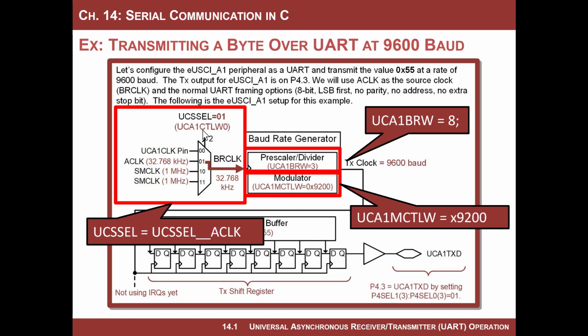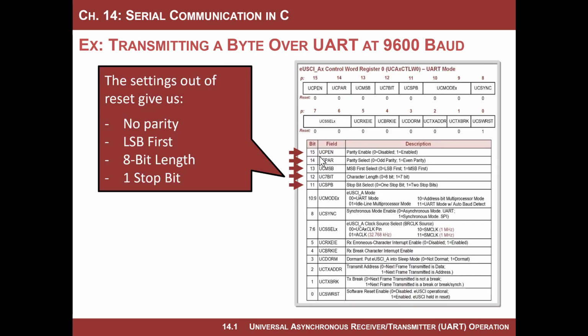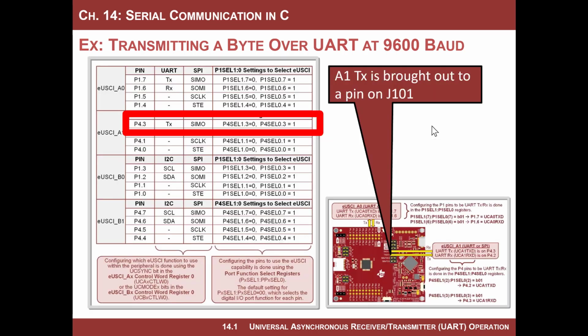So to get the clock selected and the baud rate that I want, I choose A clock in this multiplexer, I drop a 3 into the prescaler, and I drop 9200 hex into the modulator setting. We'll use all the default framing options because that's the most common thing you see in UART. So we will just leave the reset values for no parity, LSB first, 8-bit length, and one stop bit. That means we can get the standard frame that we want without having to configure anything, because these are the settings the UART is in out of reset.